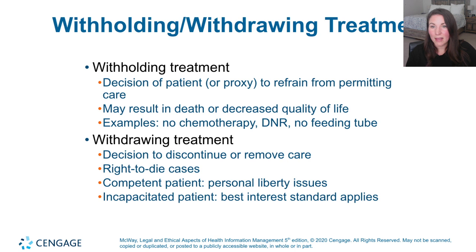All right, and the last ethical issue is withholding treatment. The patient or their family member doesn't give permission for treatment, which can result in death or decreased quality of life. So, for example, a cancer patient not wanting to receive chemo, having a DNR, not wanting a feeding tube, or not wanting to be put on a ventilator, okay? Or withdrawing treatment, so the decision to stop a treatment or care, which usually results in the patient's death.